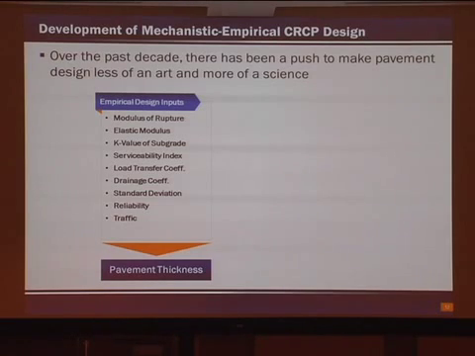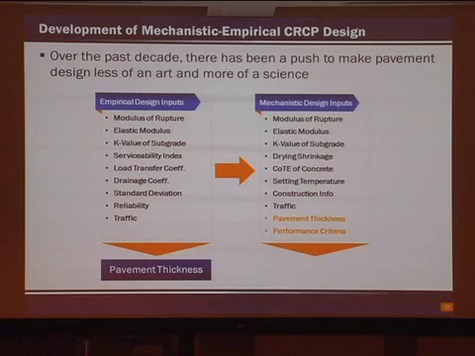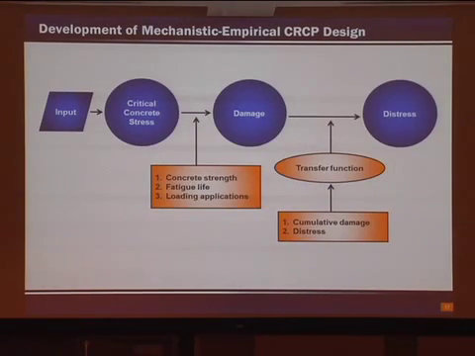Yeah, this is the empirical design. You input the concrete material properties, the base support, the serviceability, and then traffic. You get the design thickness. And the ME design is one step forward. Based on the concrete properties, you calculate the stress and strength in the concrete, and then you input the trial pavement thickness, and then you predict the performance.